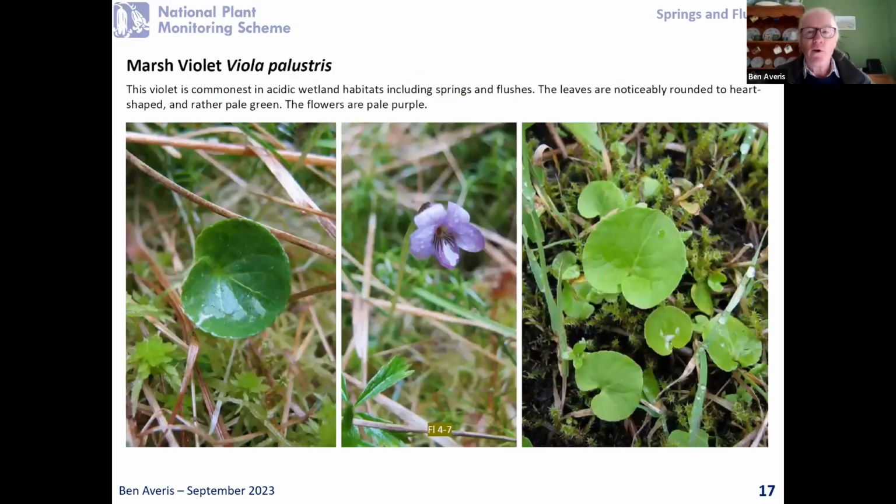Marsh violet, this is a really common plant, more widespread than that last one. Typical violet leaves, but they're a bit rounder and a bit more of a yellowy green than those of the common dog violet, which is about our commonest violet. The common dog violet grows in drier places and the marsh violet in wetter ones, especially wet acid places. So acid flushes and some acid springs as well are good habitat for it. The flower is a little bit paler than the flower of the common dog violet as well. So roundy, paler, yellowy green leaves, very characteristic thing there.